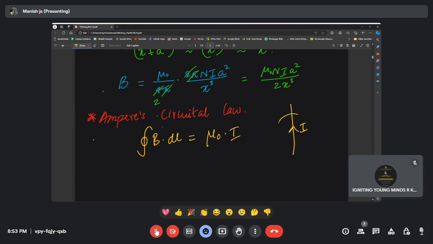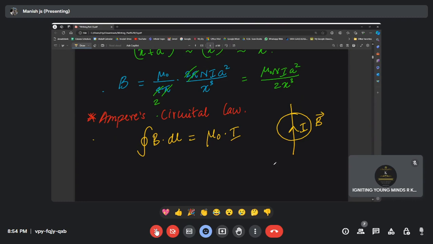is going to be circular. It looks like this. Okay. So this magnetic field is going to be circular. Simple. It is based on that. So it is mu naught times I. That is what Ampere's circular law suggests.